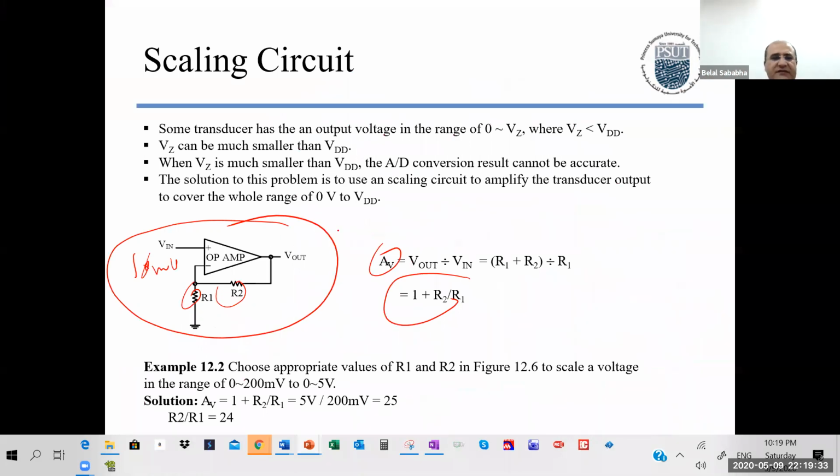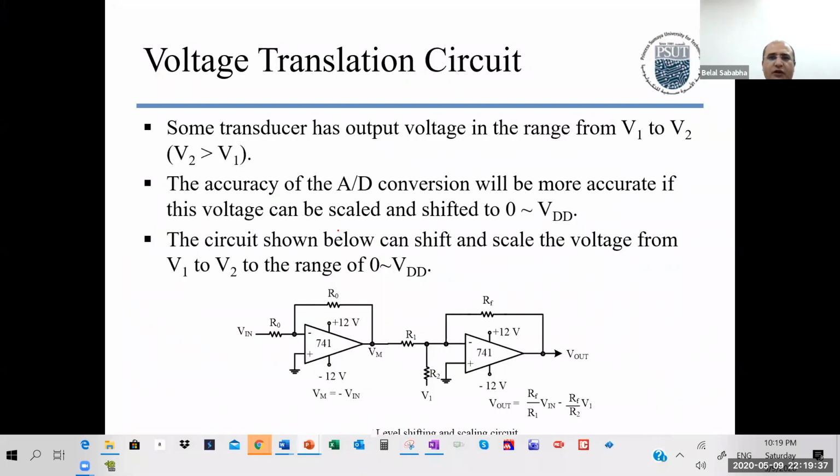Anyway, this is a very simple amplifier. This is a voltage translation circuit that is capable of amplifying and doing an offset. The final voltage output you get here is the voltage input times RF over R1, and this is the amplification part. Right? And this is the offset part.